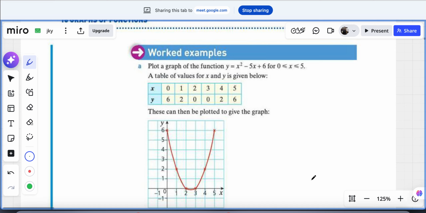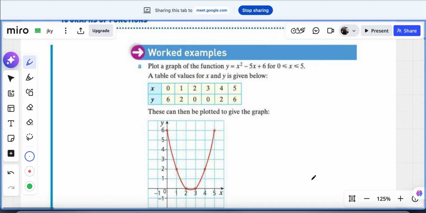We are here. Trace 1 to 2. Then 1 on the x-axis, trace it to 2 on the y-axis. You come here, you put the point here. Trace 2 to 0, you get here. Trace 3 to 0, you are also here. Trace 4 to 2, you're here. And trace 5 to 6, you are here.